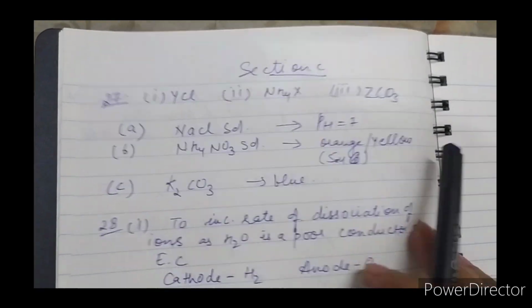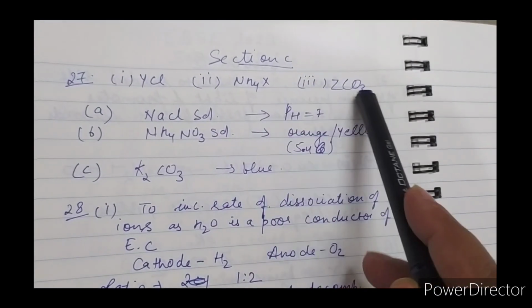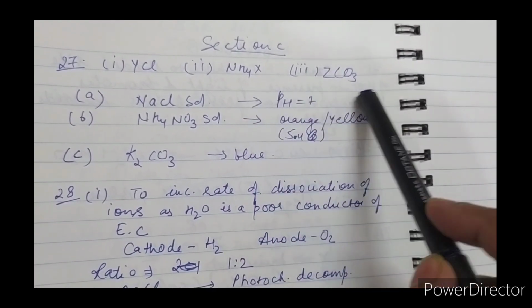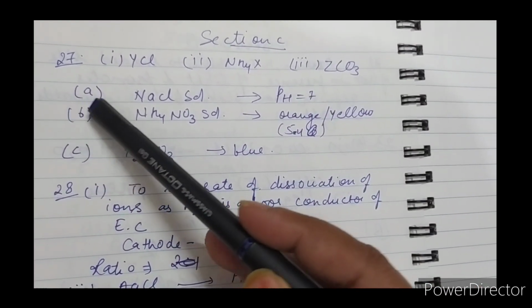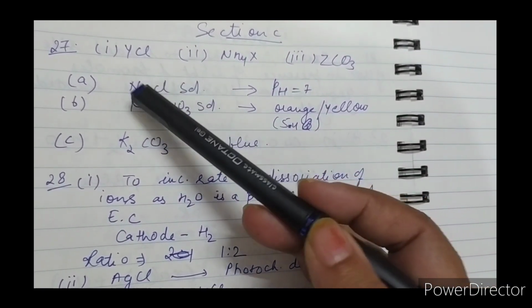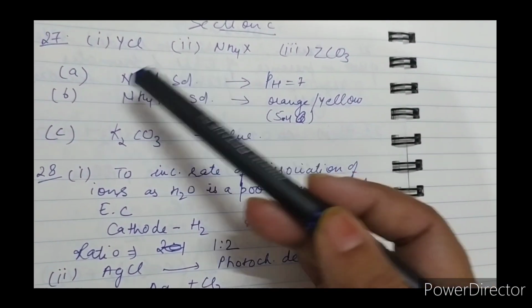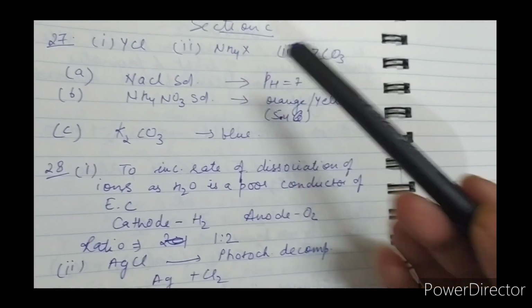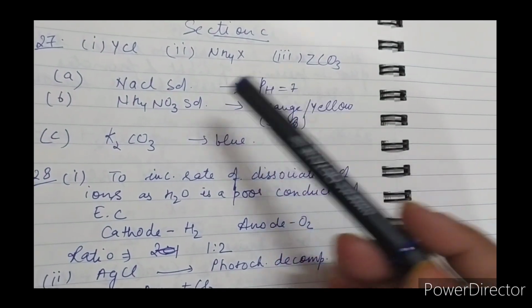Section C, question number 27, you have been given three compounds, YCl, NH4X and ZCO3. In A part, the answer will be pH 7 because sodium chloride solution is a neutral solution. NaOH and HCl both are strong base and acid, and both give you a neutral solution. So pH is 7 here.